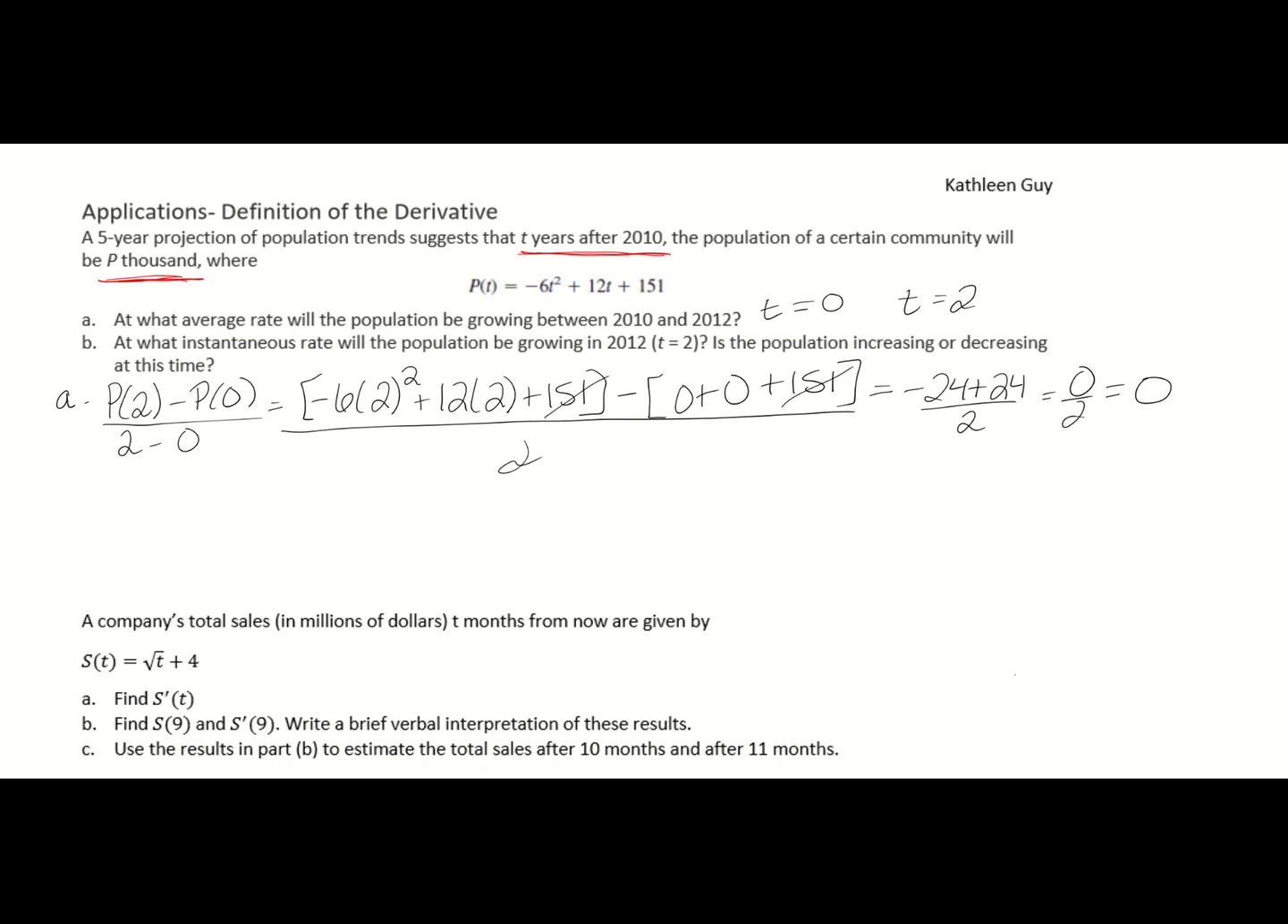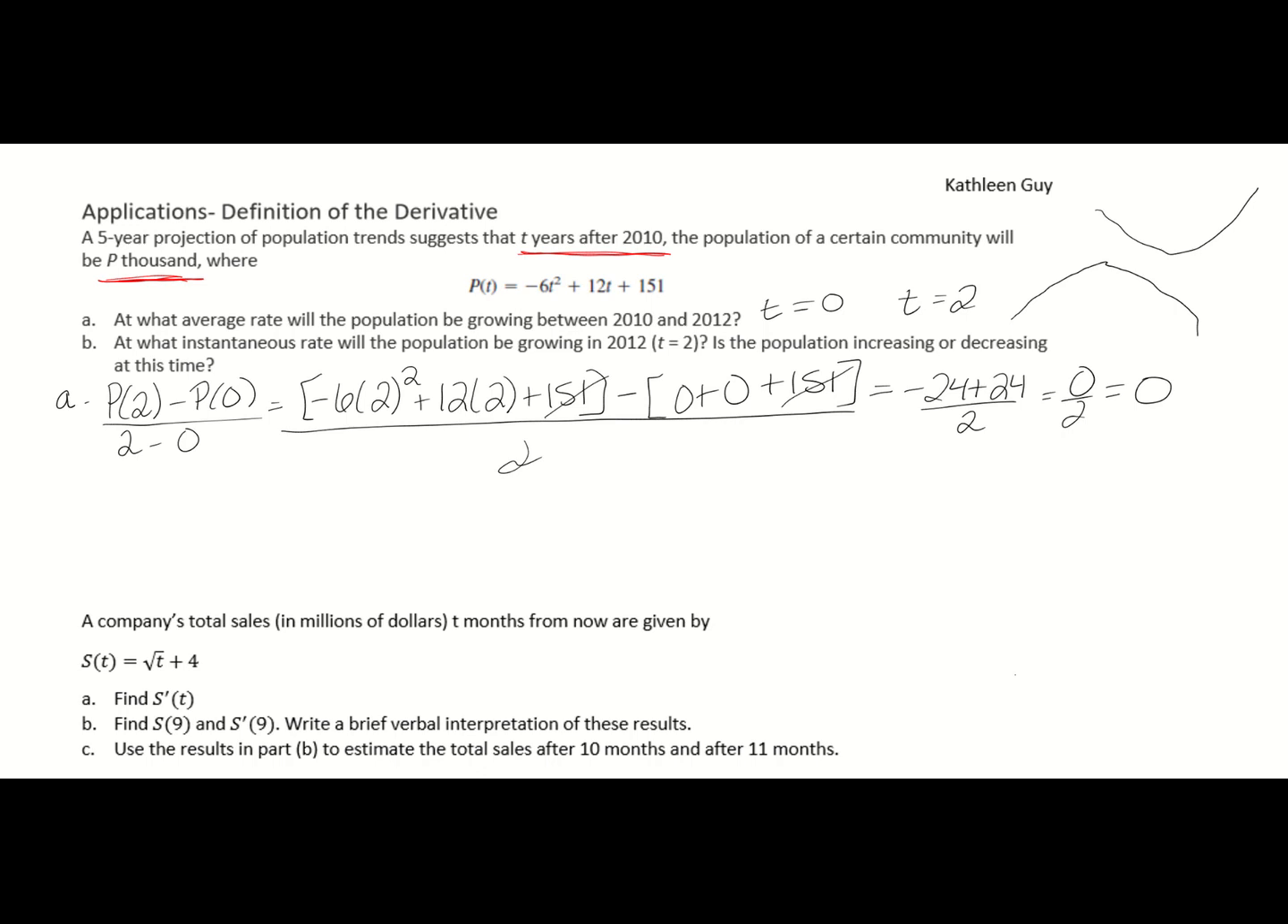That doesn't mean that the population never changed. It means that the average rate was 0. So for example, what could have happened is it grew in the first year from 2010 to 2011, and then it decreased. And so then the average rate would be 0. Or it could have decreased, and then it could have increased. So what we're going to see next is we're going to calculate what's happening in 2012. We're going to find the instantaneous rate in 2012, so at t equals 2. And then we're going to be able to tell, well, specifically in 2012, is the population growing or is the population not growing?